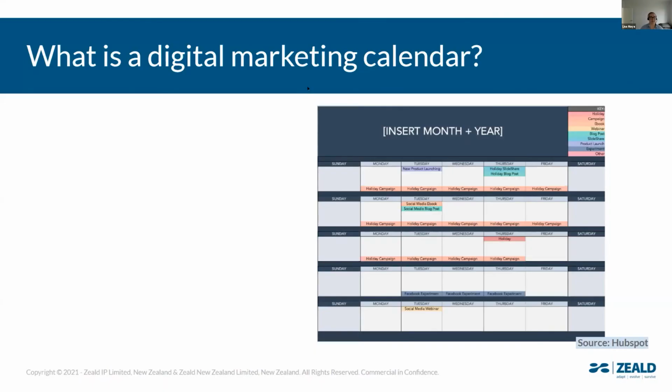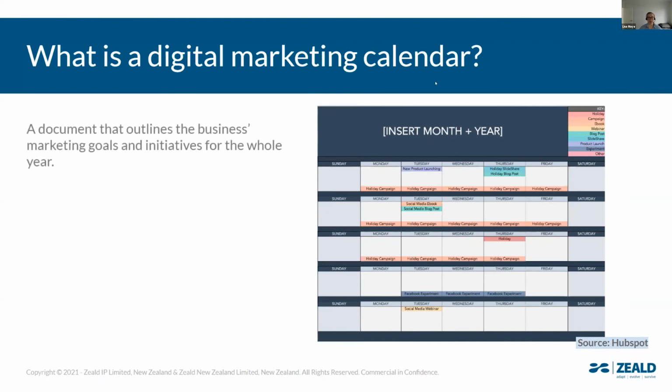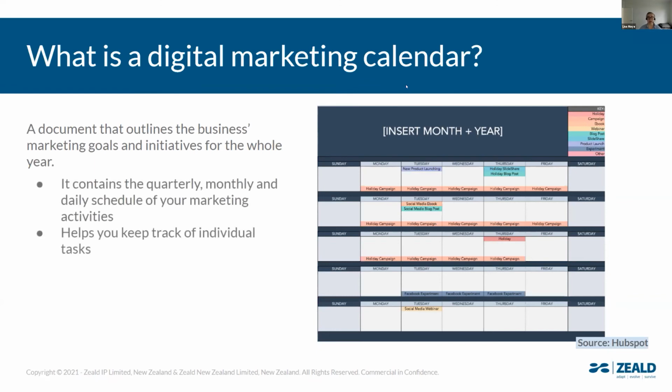So first up, what is a digital marketing calendar? It is a document that outlines all your year's marketing goals and initiatives. This can be in a format that covers the whole year broken into months, broken down weekly, or even broken down day by day. It will contain all your scheduled marketing activities or ideas for marketing activities. Another key aspect is that it is also good to highlight all the days in the year, if you're one that targets Mother's Day, Father's Day, etc.